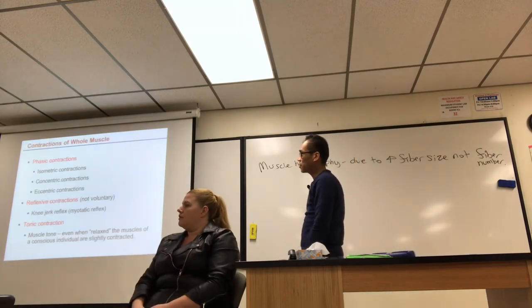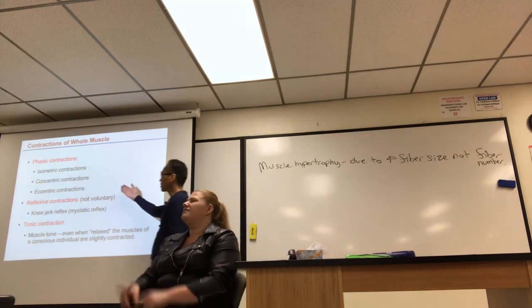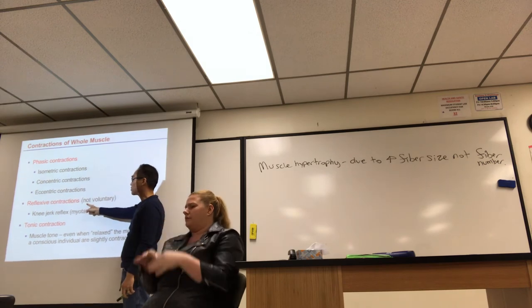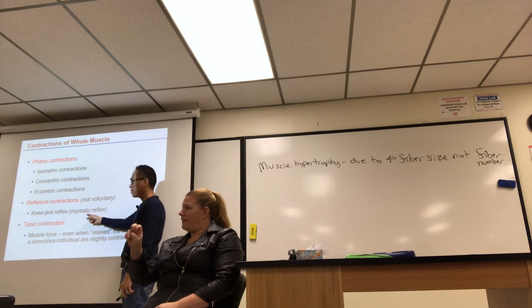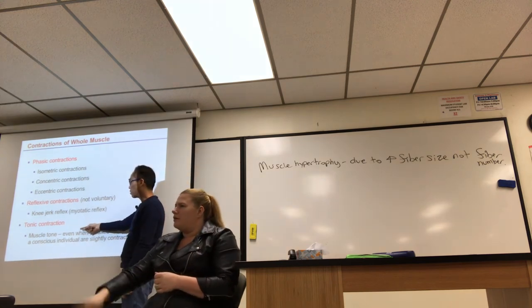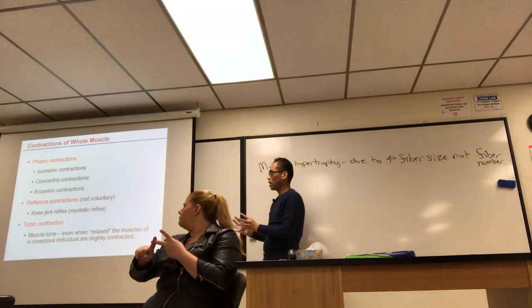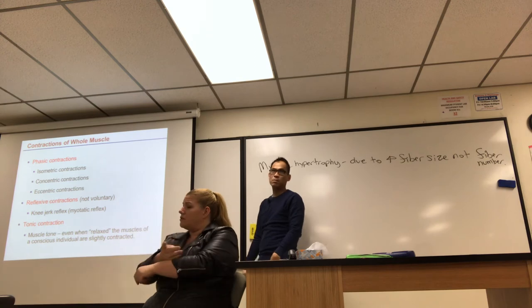So there's different kinds of contraction. We mostly talk about these in this class. I'll define these after the break, but reflexive contractions have to do with skeletal muscles, but it's not voluntary. It's kind of like a knee-jerk thing. It's a reflex. But there's also what we call tonic contraction. Your muscles are always under a state of contraction. Even if you're sitting, your quadriceps still have tone.